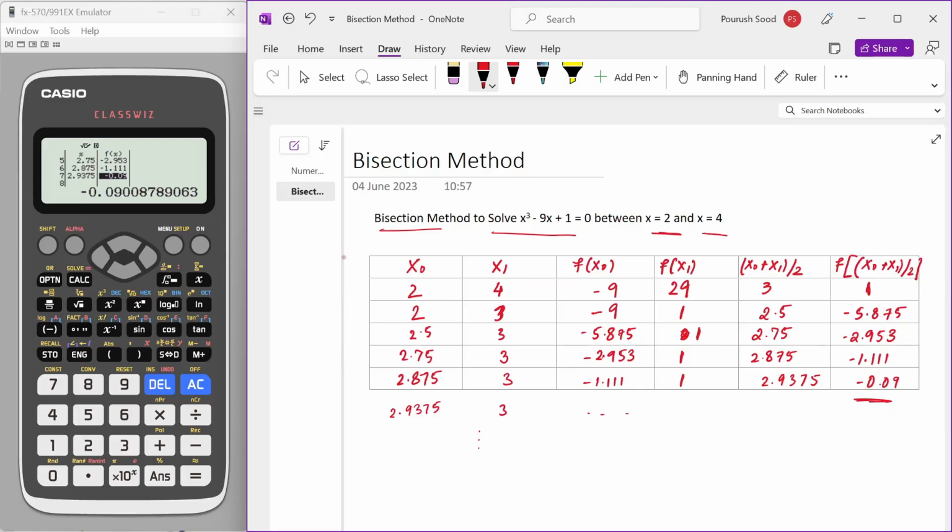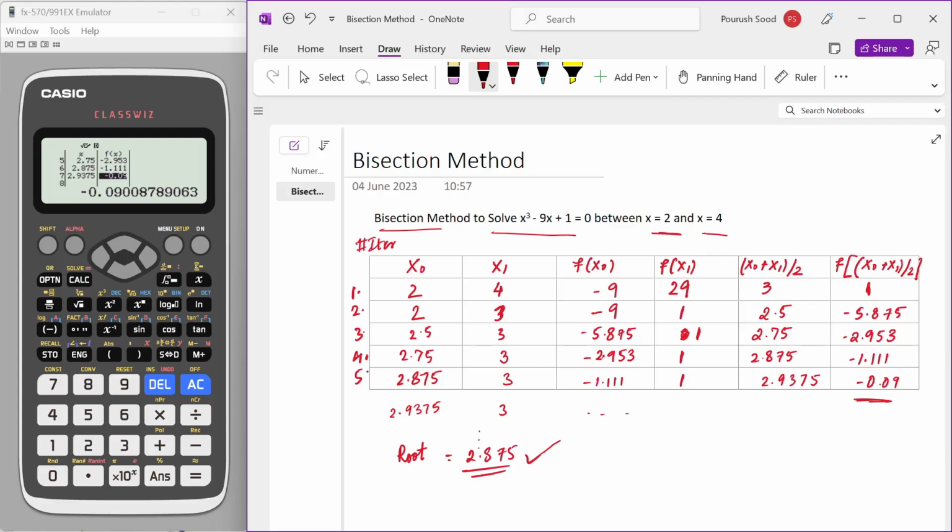After 5 iterations, if you want, you can create a column for iteration number: 1, 2, 3, 4, 5. After 5 iterations, we see that the root is 2.875. That's our answer.